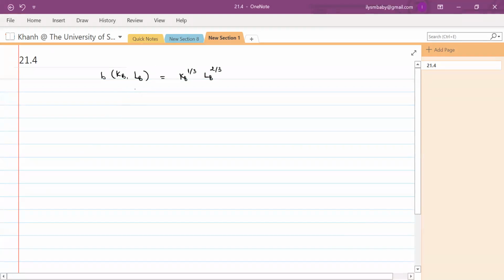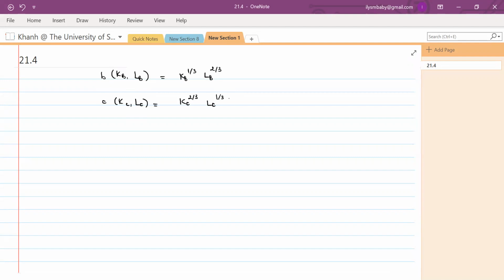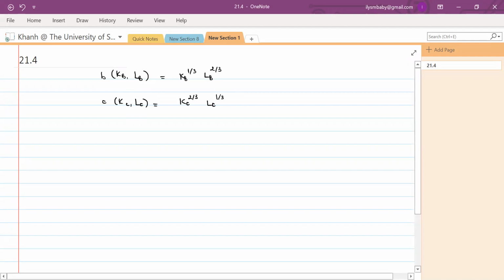Very similar, the creamery is going to have a production function C, again as a function of capital and labor, KC and LC, equal to KC to the power 2/3 and LC to the power 1/3. These two firms are going to be trying to maximize their production, following this production function, given the initial endowment that they are allocated.